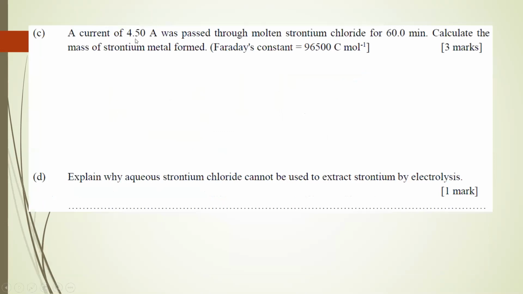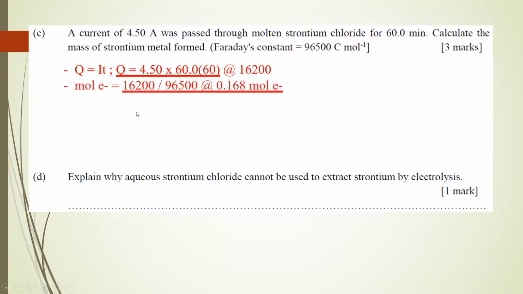As for 6C, a current of 4.50 ampere was passed through the molten strontium chloride for 60 minutes. Calculate the mass of the strontium metal formed, given Faraday constant 96,500 coulomb per mole of electrons. First, calculate the quantity of charge, Q equals It. So 4.50 times 60 times 60, you get 16200. Then moles of electrons is 16200 divided by 96,500, which gives 0.168 mole of electrons.